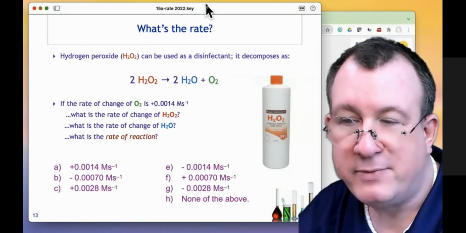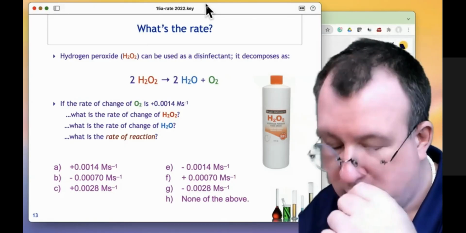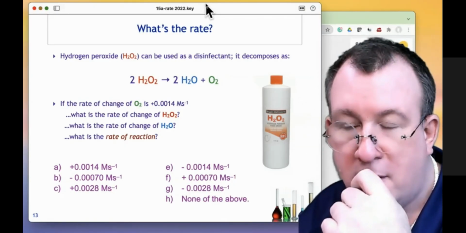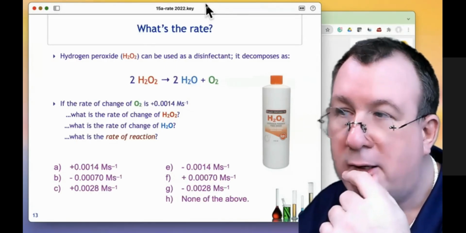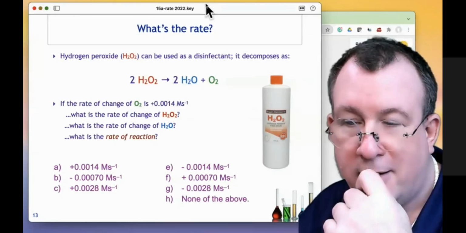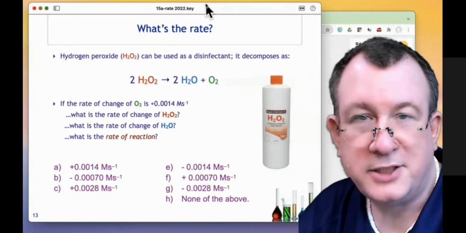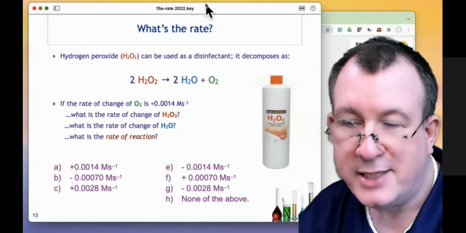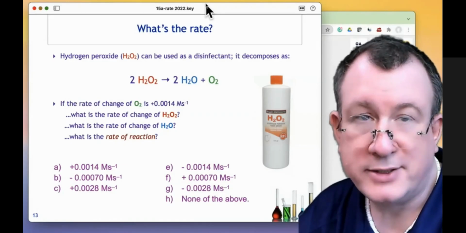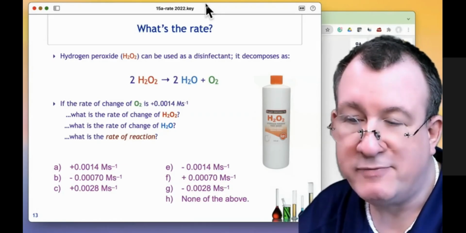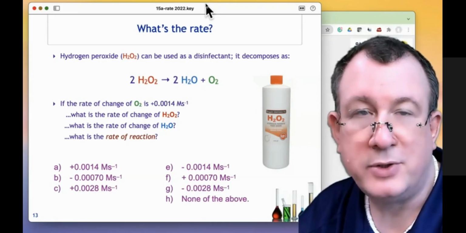So you've identified the rate of change of peroxide as G, negative 0.0028. What's the change of water? It would be positive 0.0028. Yes, it is. You're right. So all three of those things are changing at different rates. The peroxide's changing at negative 0.0028. The water's actually being produced, positive 0.0028. And the oxygen, like we said, is being produced at 0.0014.